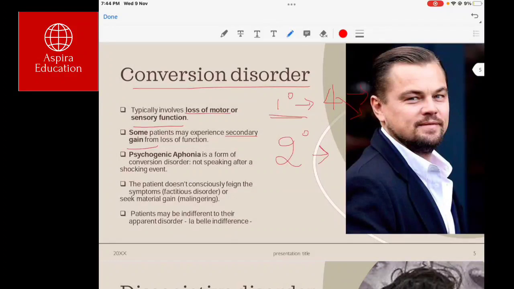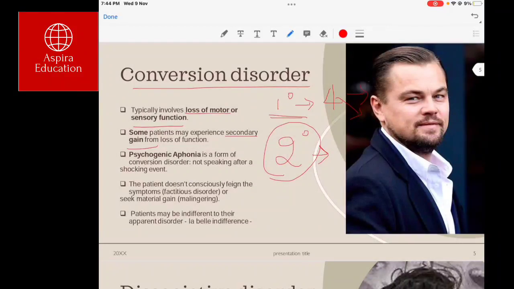Secondary gain is, suppose a person is suffering from cancer. Most of the relatives are very empathetic, and they take care of the patient very nicely. So this is mainly known as secondary gain. Conversion disorder patients mainly experience secondary gain rather than primary gain. So this is one of the more common causes of conversion disorder.